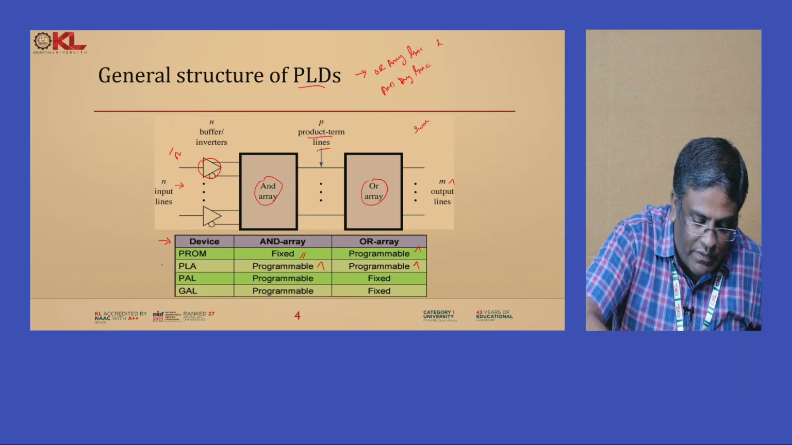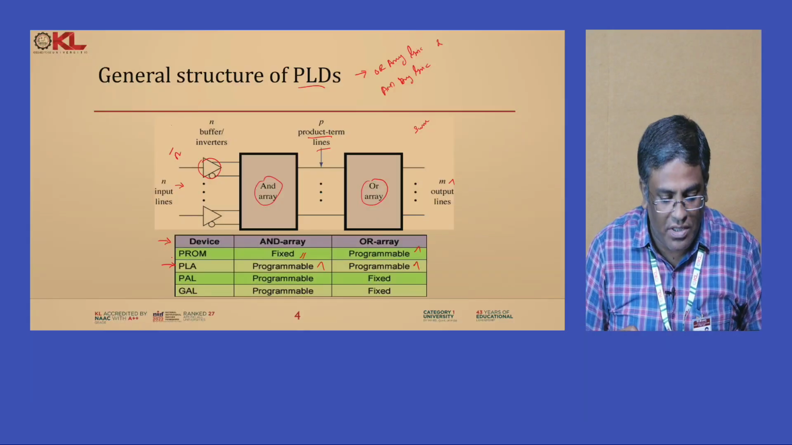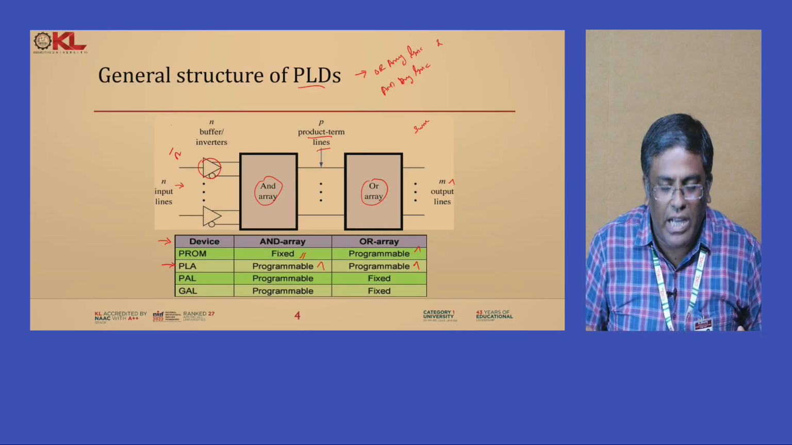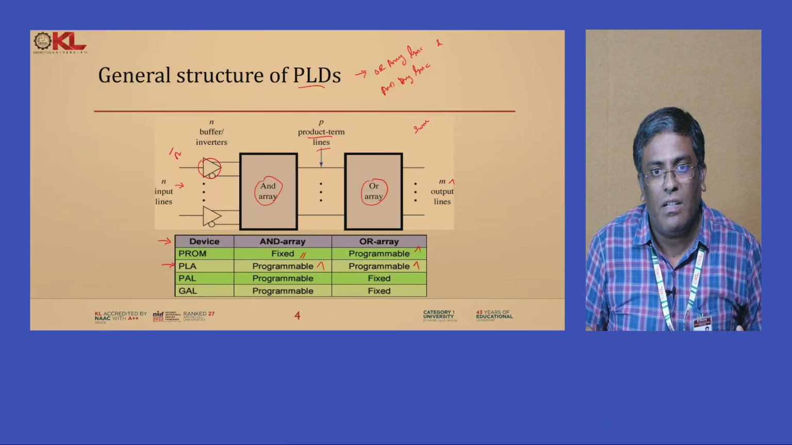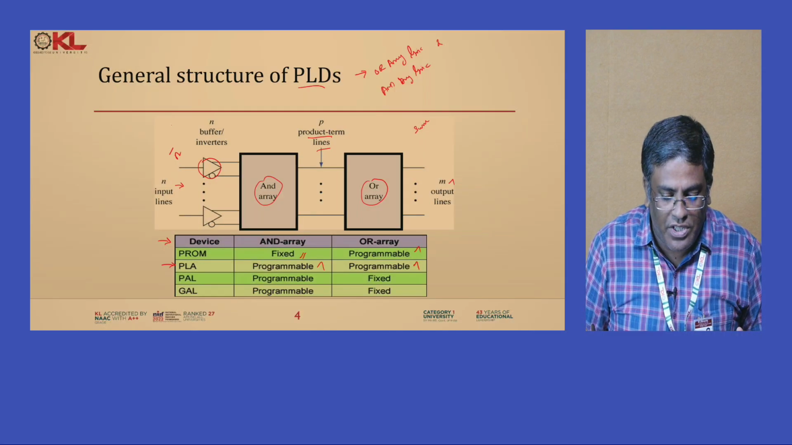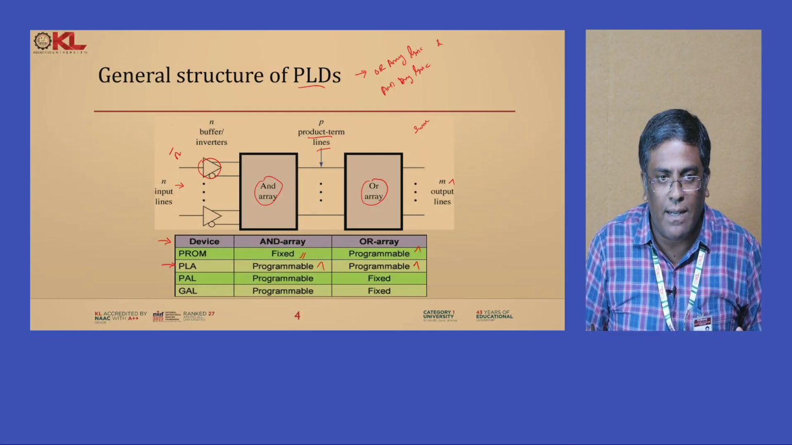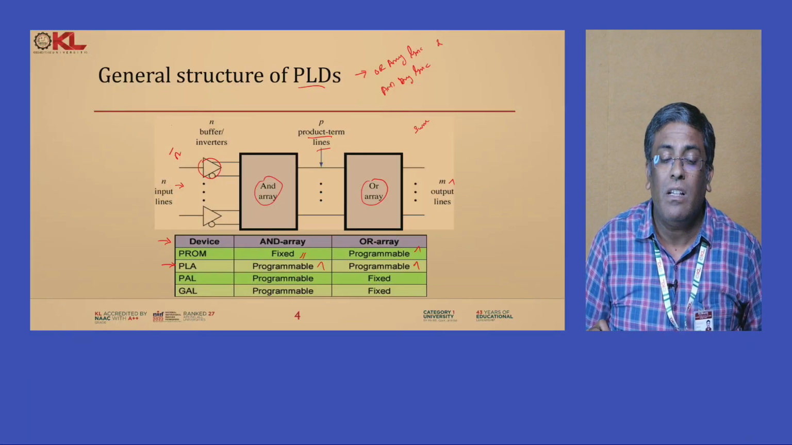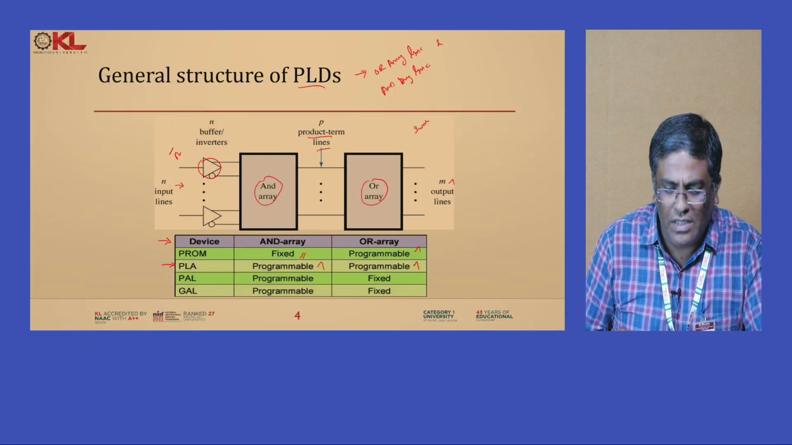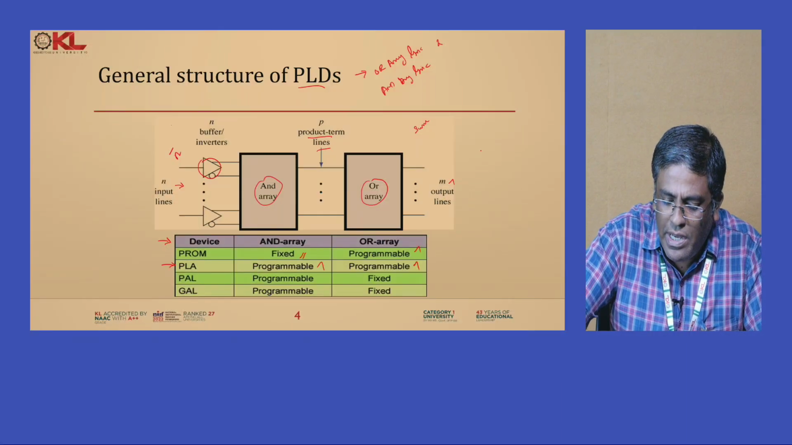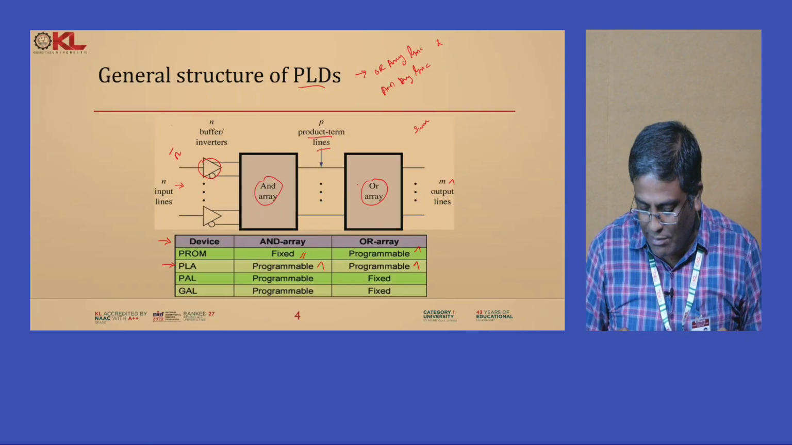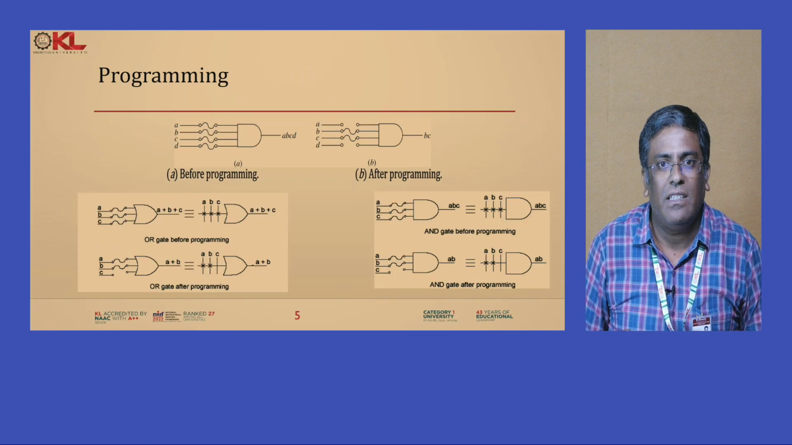That is what we are going to concentrate on in this present session. Followed by that we have PAL, programmable array logic, where the AND array is programmable but the OR array is fixed. And generic array logic behaves almost like your PAL; here also the AND array is programmable but the OR array is fixed, right? So based on the programmability of your AND and OR arrays, we can classify programmable logic devices, right?